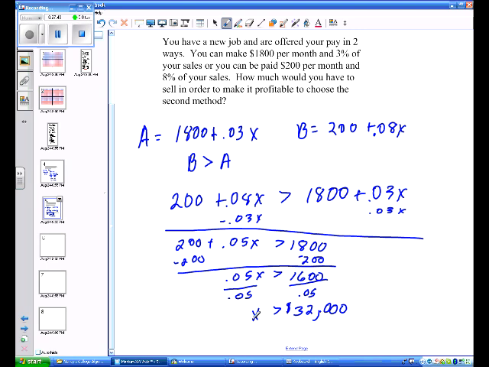So if our sales each month are going to be more than $32,000, then we would want to pick the 200 plus the 8%. If our sales is going to be less than 32,000 per month, then we would want to pick the $1,800 plus 3% of our sales. So when you're trying to compare, you set them up and do your comparison, and then you can make your decision. So this is looking then at solving our inequalities.